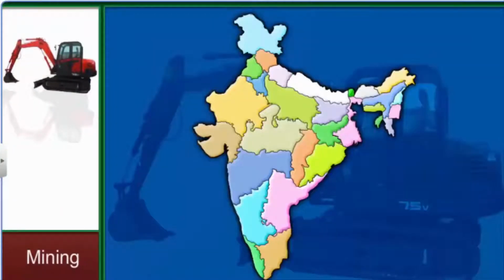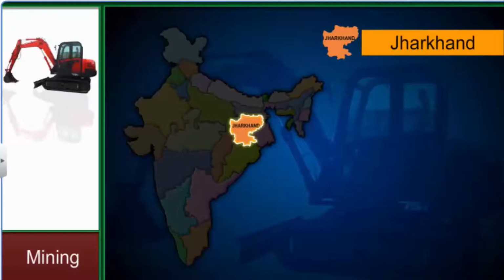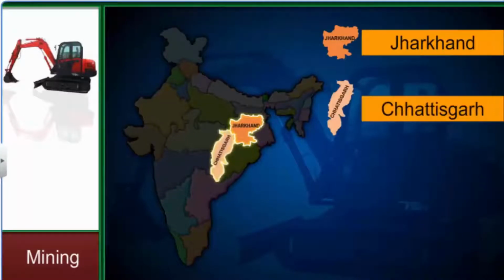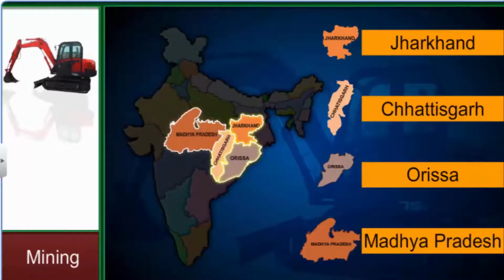Indiscriminate deforestation and excavation done as part of mining activity and quarrying also causes land degradation. Jharkhand, Chhattisgarh, Orissa, and Madhya Pradesh have suffered deforestation due to mining.